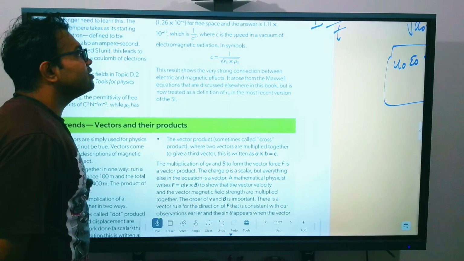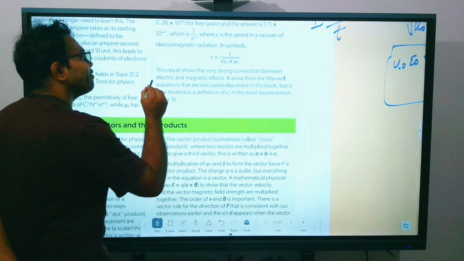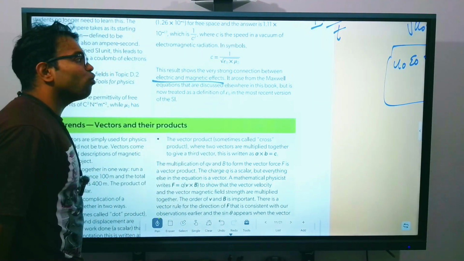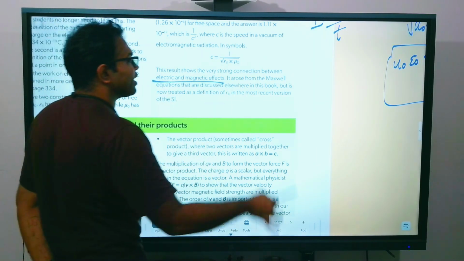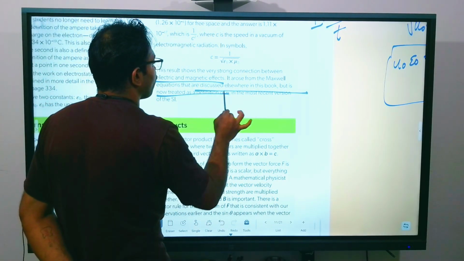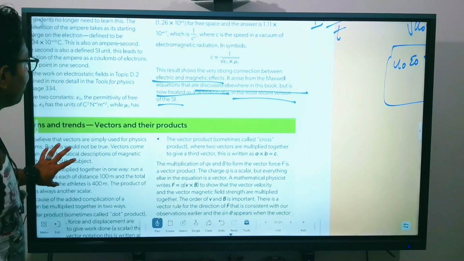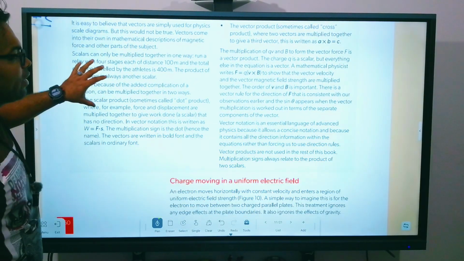Now, this result shows the very strong connection between electric and magnetic fields. It arose from Maxwell's equations that are discussed elsewhere in this book, but is now treated as a definition of epsilon naught in the most recent version of SI. Okay. Next.